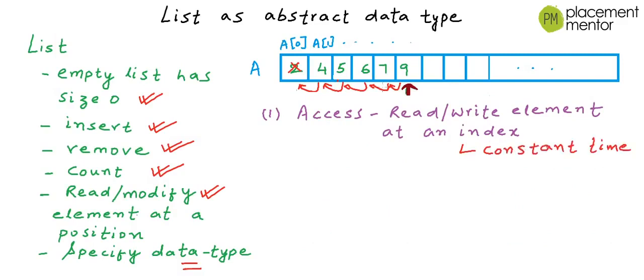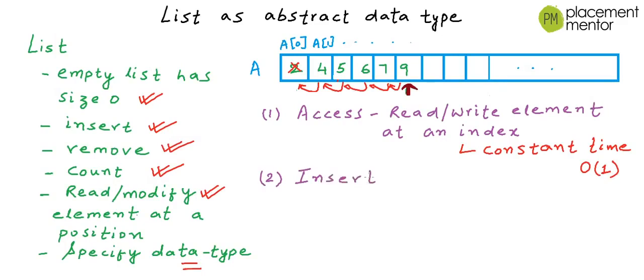And in an array, elements are arranged in one contiguous block of memory. Using the starting address or the base address of the block of memory and the index or the position of the element, we can calculate the address of that particular element and access it in constant time. Big O notation is used to describe the time complexity of operations. For constant time, the time complexity is written as big O of 1.